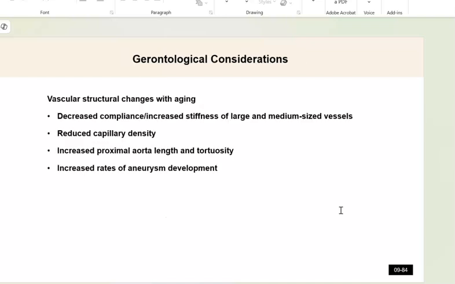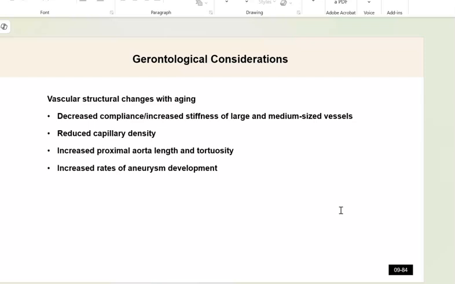All right, gerontological considerations. Blood vessels are dynamic structures, and they are remodeled by complex pathways throughout the lifespan. Remodeling of our vascular system with aging influences structural and functional changes of nearly all other organ systems in the body, particularly the heart.